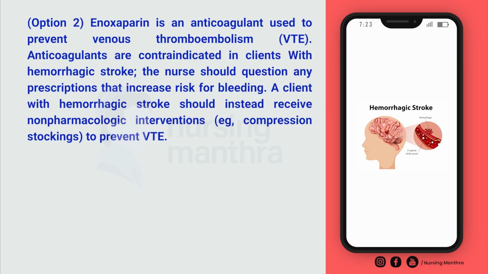We didn't select option 2 because enoxaparin is an anticoagulant. Anticoagulants are used to prevent VTE, that is venous thromboembolism. Anticoagulants are contraindicated in clients with hemorrhagic stroke. The nurse should question any prescription that increases the risk for bleeding. A client with a hemorrhagic stroke should instead receive non-pharmacological interventions like compression stockings to prevent VTE, venous thromboembolism.